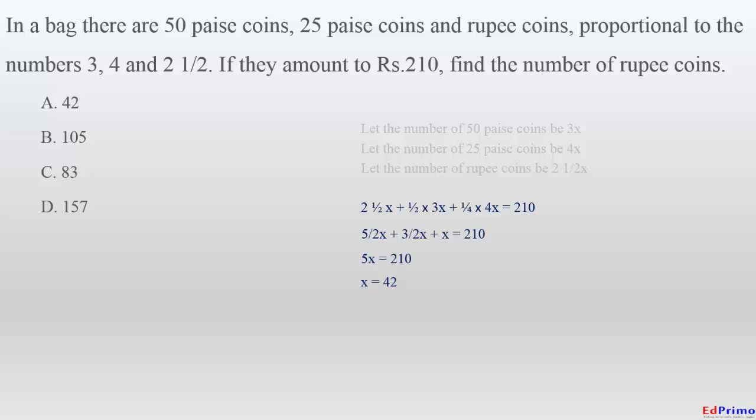Now wait a minute. Don't hurry up and mark your answer as option A, 42, because we will have to carefully look at the question. The question is asking for the number of rupee coins. It's not asking the value of x. The value of x is something that we have found so that we will be able to find the number of rupee coins. Now the number of rupee coins according to us is 2.5x, which is 2.5 into 42. That would be 105 coins. So 105 coins is the number of rupee coins, which is our right answer.